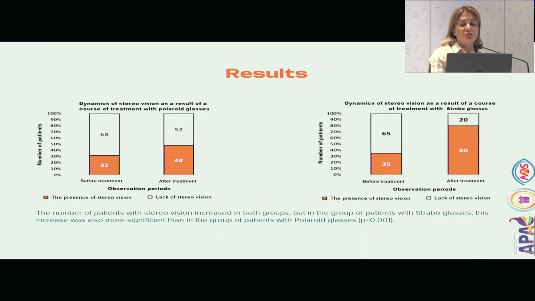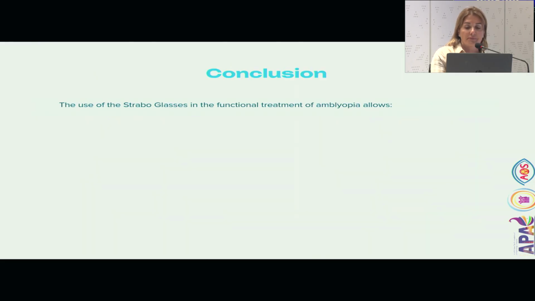And the number of children with stereo vision increased significantly in both groups. So in the group of children with Polaroid glasses, this number increased to 48%. In the group of children with Straba glasses to 80%, and was more significant than in the children with Polaroid glasses. As a result of functional treatment of amblyopia, both groups of children showed an increase in visual acuity.